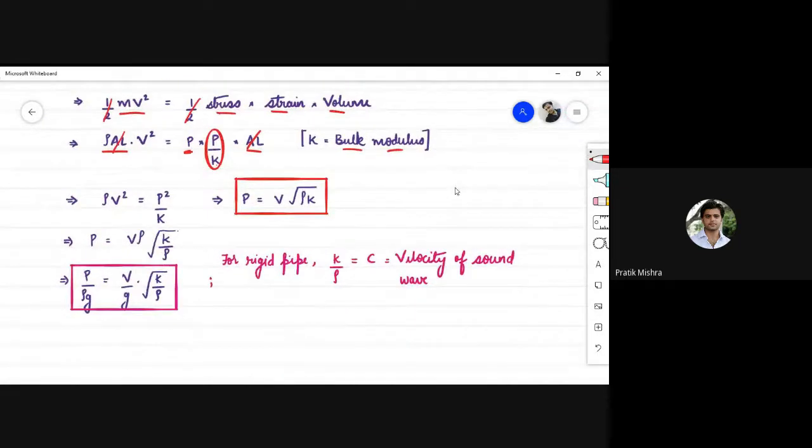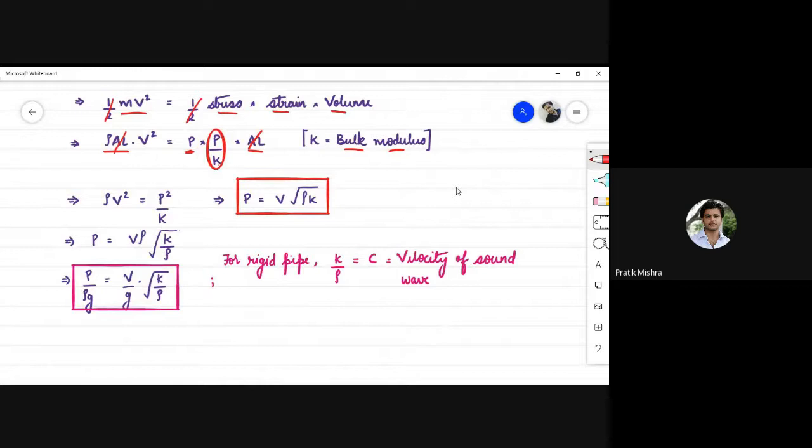Now we need to calculate the value of pressure head. For that we need the value of P by rho g. So P by rho g equals V by g into root over K by rho. So this is the direct formula through which you can calculate the value of pressure head. Here K is the bulk modulus of elasticity and rho is the density.